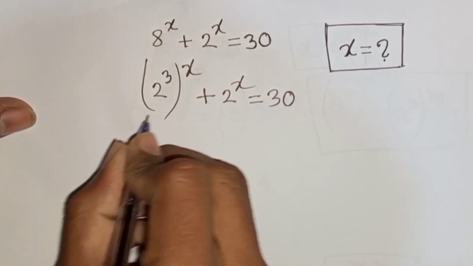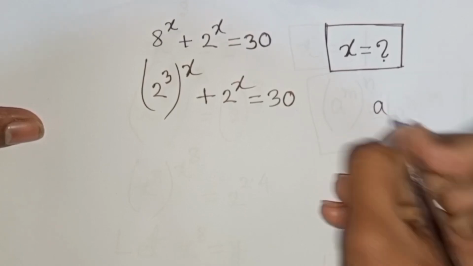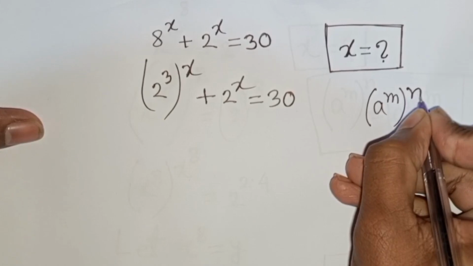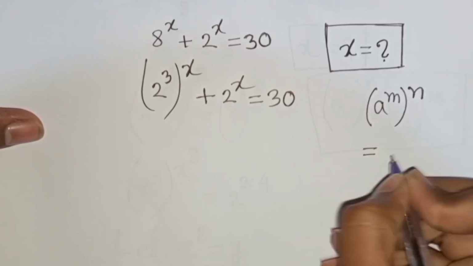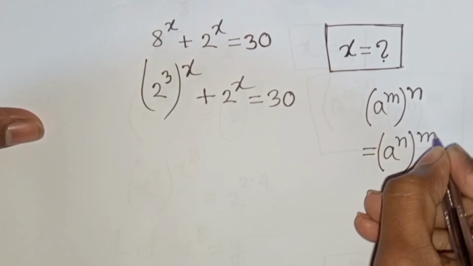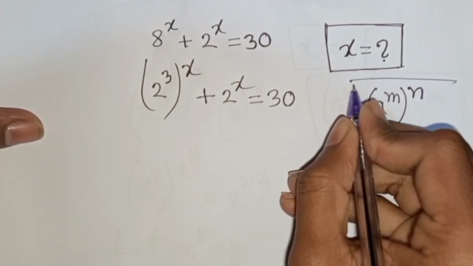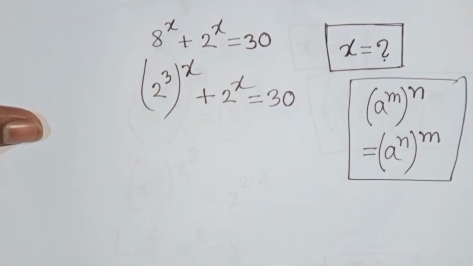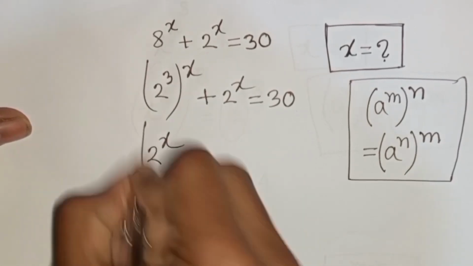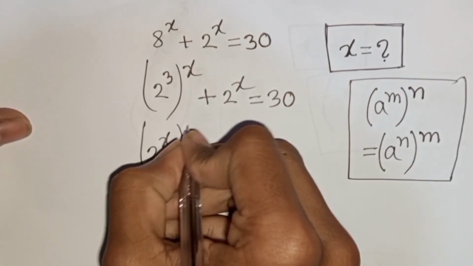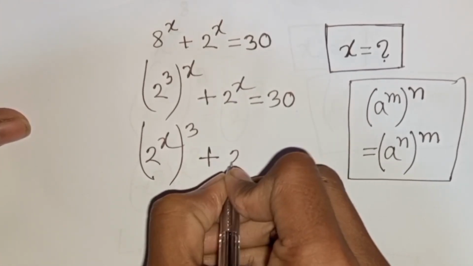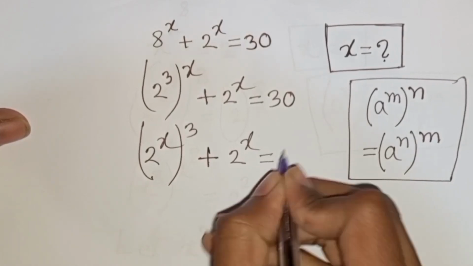Now here you can apply this exponential rule that (a power m) power n is equal to (a power n) power m. So according to this rule, we can write here (2 power x) power 3 plus 2 power x is equal to 30.